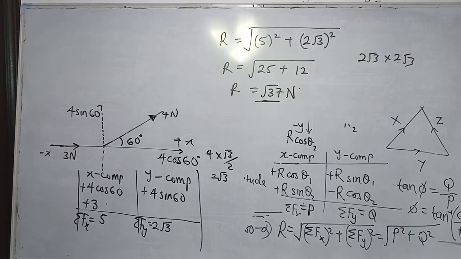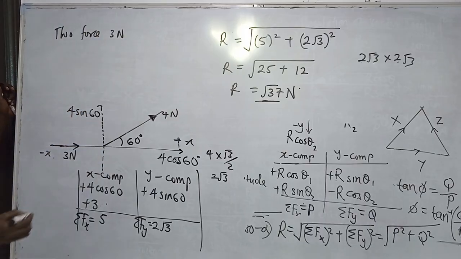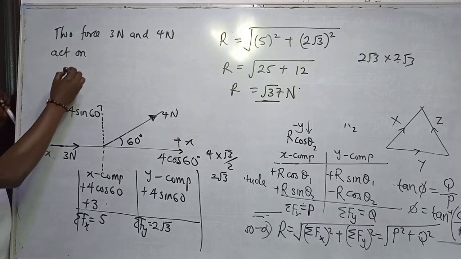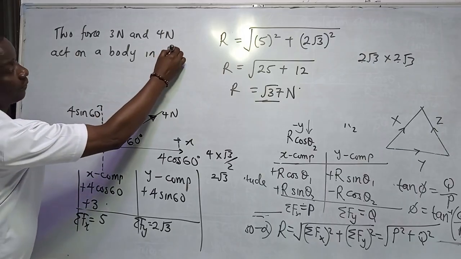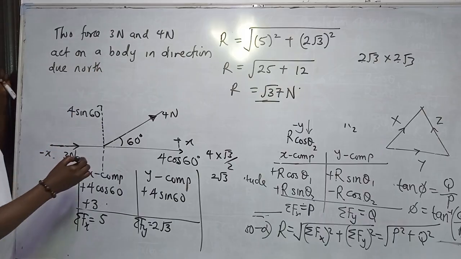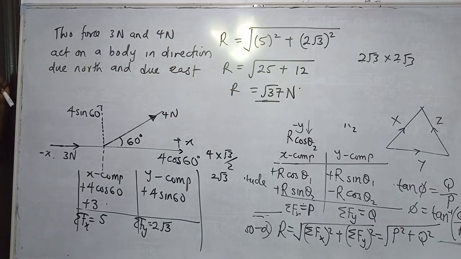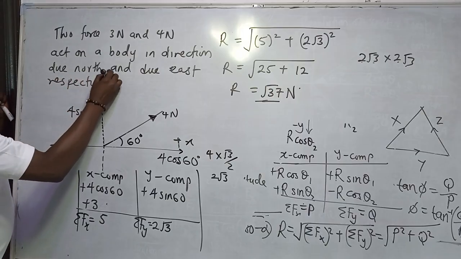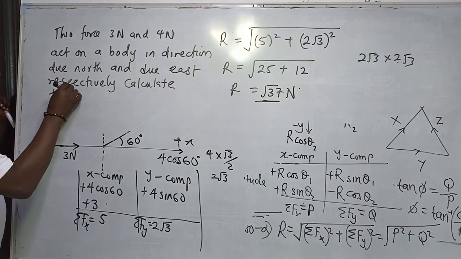This one said what? Two forces, 3 Newton and 4 Newton, act on a body in direction due north and due east. This kind of bearing question I want us to solve. Then it says respectively, calculate. If you have any vector question that you want us to also solve, you can send it to the comment section. Calculate their what?